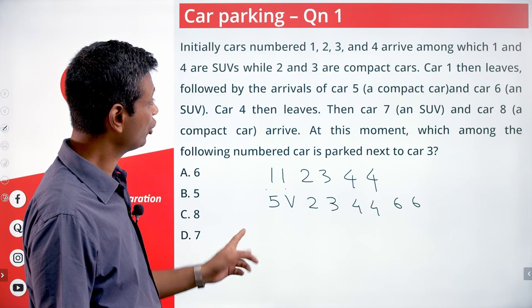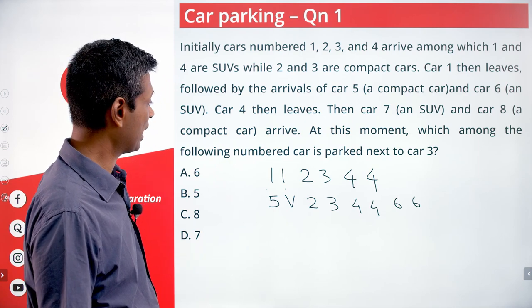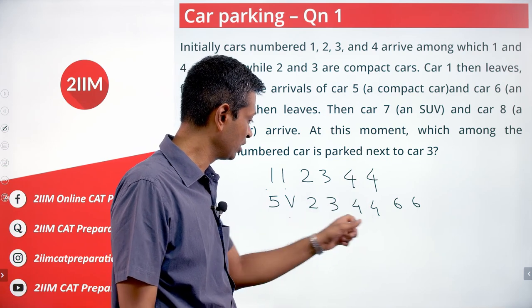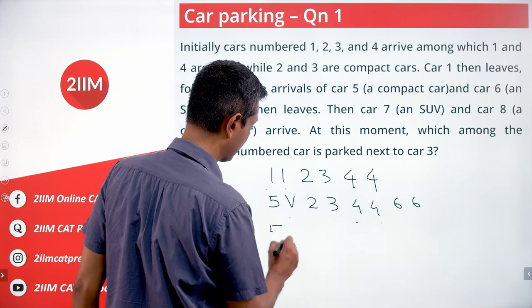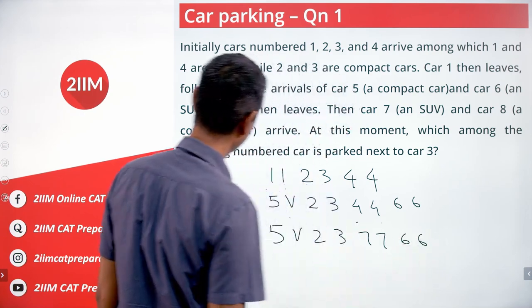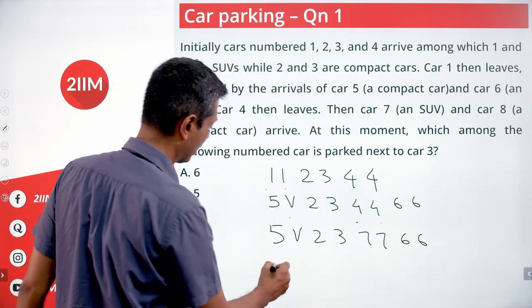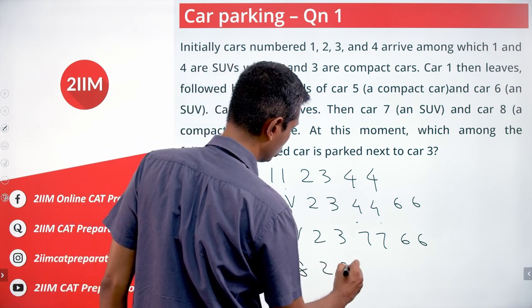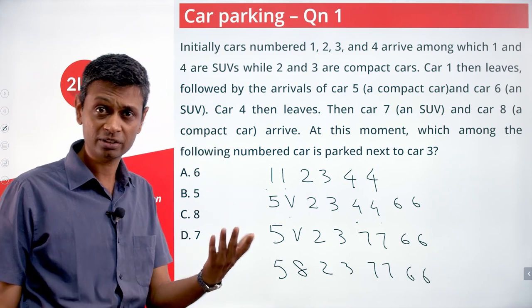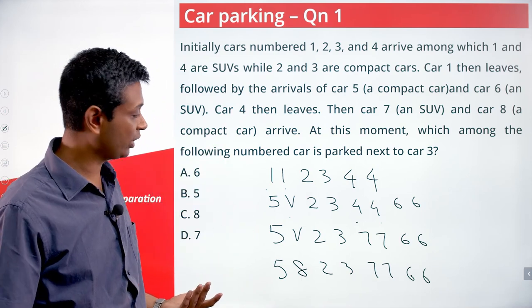Car 4 then leaves. Car 7, an SUV, and car 8, a compact car, arrive. Car 4 leaves, 7 comes, 7 can't sit here, 7 will have to sit here. So we'll have 5, vacant, 2, 3, 7, 7, 6, 6. And then car 8, a compact car, comes: 5, 8, 2, 3, 7, 7, 6, 6. In their parlance, it'll be 5, 8, 2, 3, 7, 6.